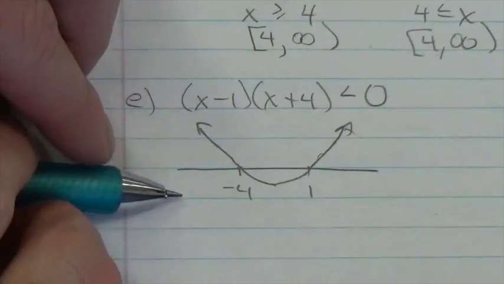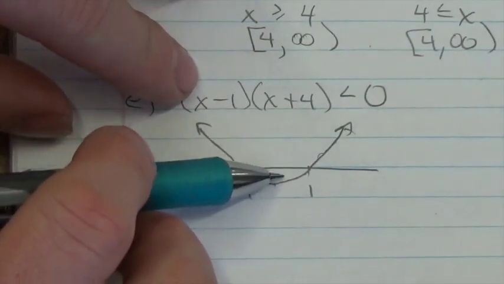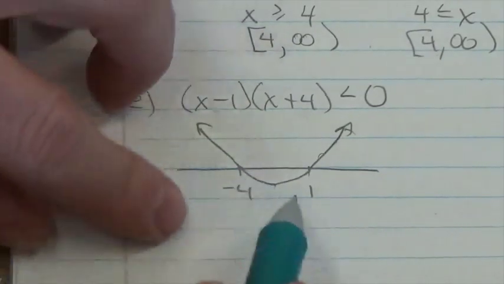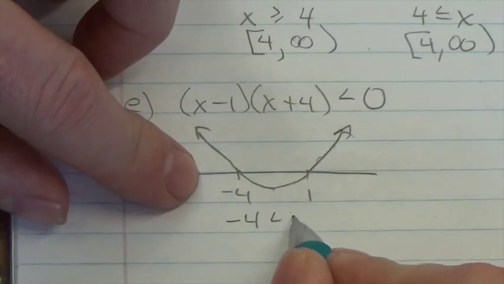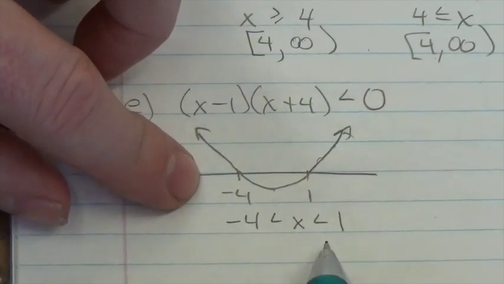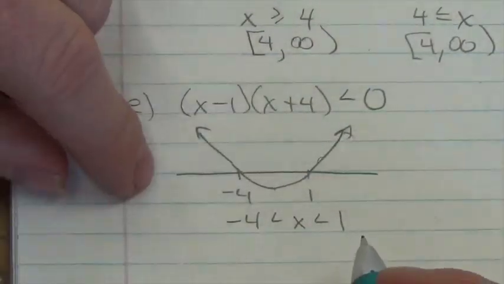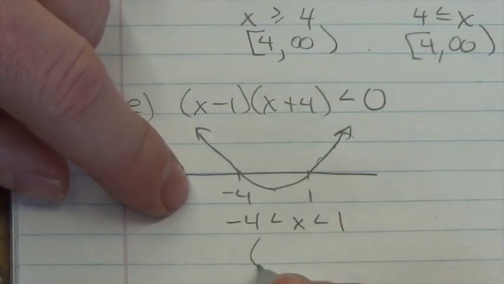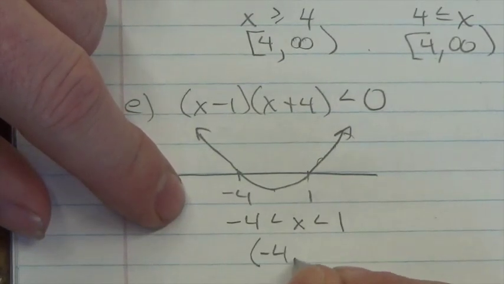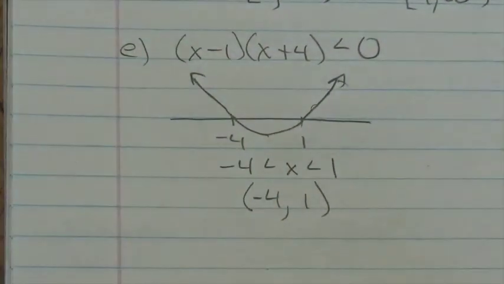I can see it because here's the 0 line going along here. This is where I got to go down from that x-axis, in between negative 4 and 1. So as long as x is in between negative 4 and 1, the product of those two values is going to be less than 0, not including the negative 4 or the 1. And if I write this in interval notation, that would be negative 4, positive 1, and I would use parentheses there because I'm not including the endpoints.